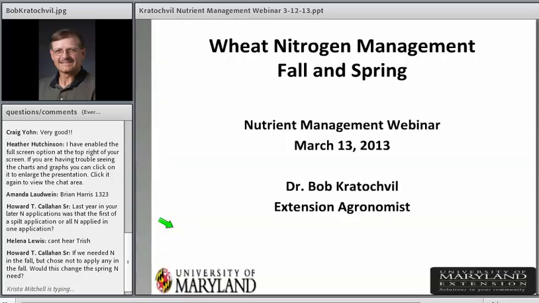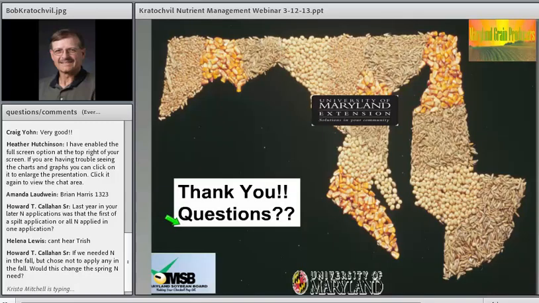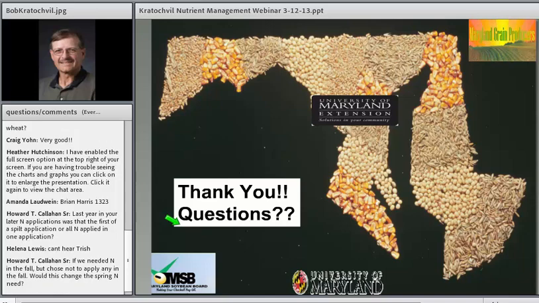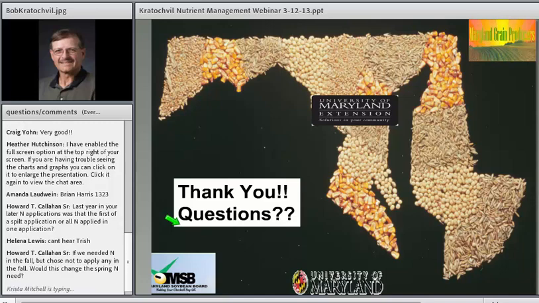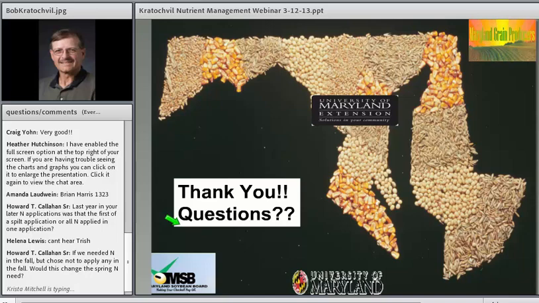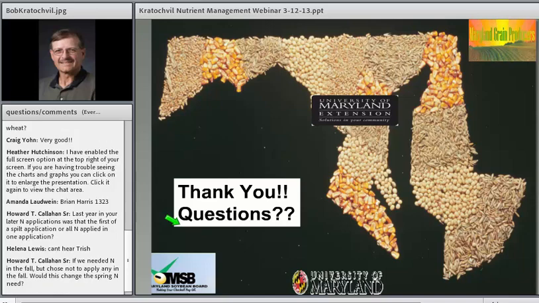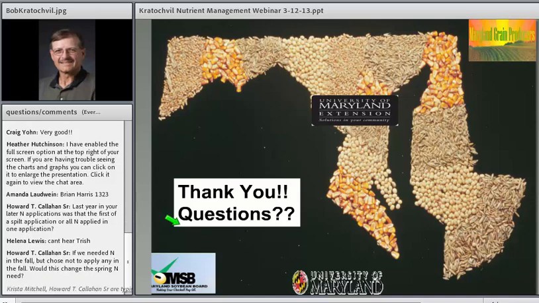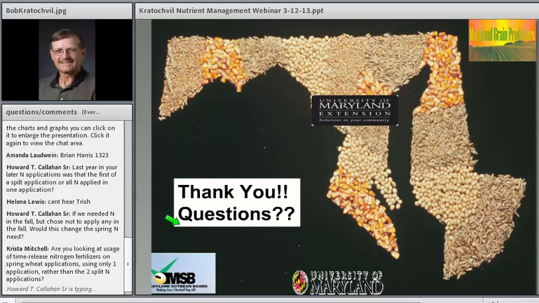Okay, if we needed N in the fall but chose not to apply N in the fall, would this change the spring N need? No. The interesting thing, and what I showed you in those results for the response to spring N application, was the average over fall N and no fall N applications, because there were no significant differences between performance, no interactions based upon spring application timing with fall N use. It's pretty cut and dried: if you put fall N out and then come with the spring N application, or if you don't use any fall N and come with the spring application, the timing is the same.